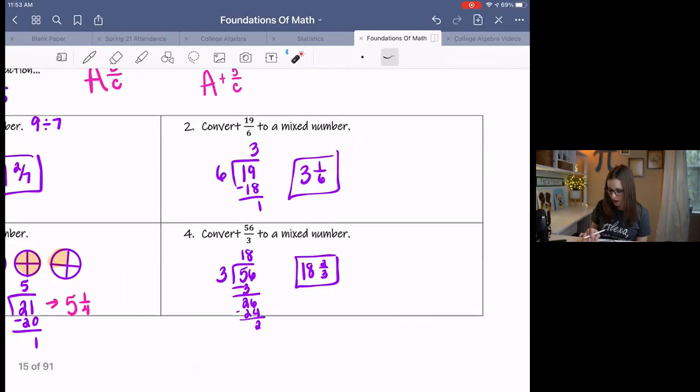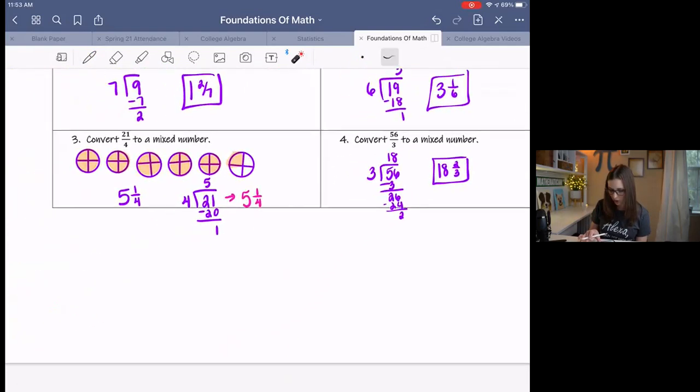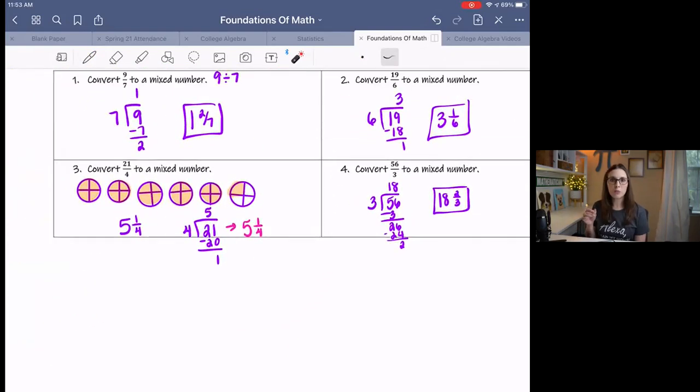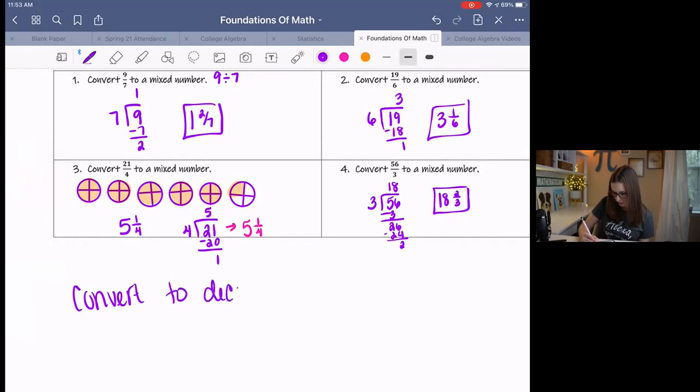One of the things that's not in the notes that I do want to go over, sometimes you might be asked to express a fraction as a decimal instead, or maybe a decimal makes a little bit more sense to the problem. So if you're asked to convert to a decimal, we're still going to be using that process of dividing.